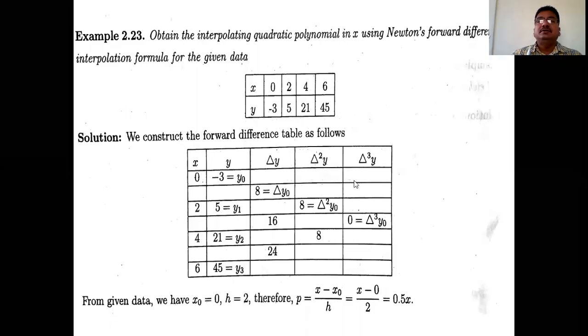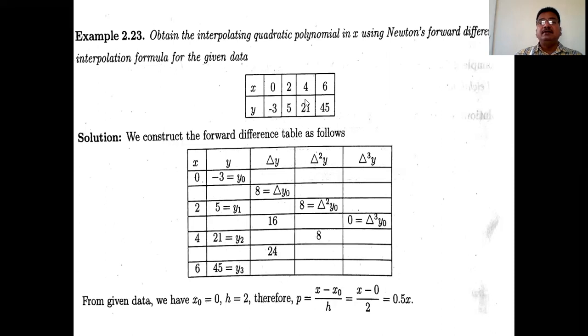Next example on Newton's forward interpolation formula, Newton's backward interpolation formula, and Lagrange's interpolation formula. So we are going to discuss some examples on these three formulas. This is the example on Newton's forward difference formula. Obtain the interpolating quadratic polynomial in X using Newton's forward interpolation formula for the given data. So we have to find a polynomial which takes these values by using Newton's forward interpolation formula.